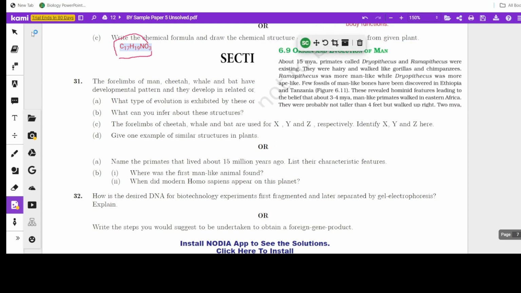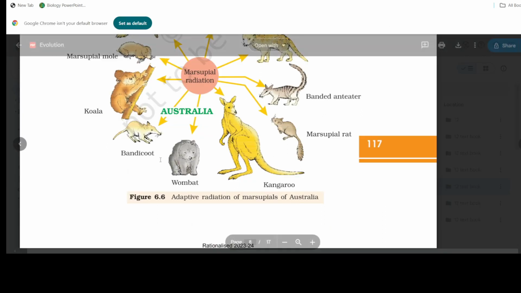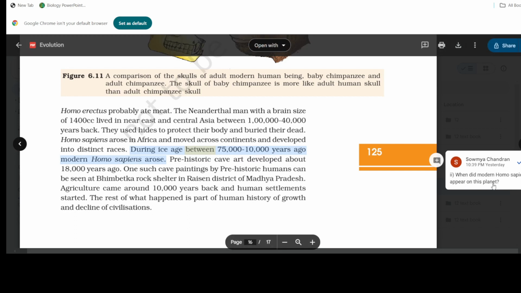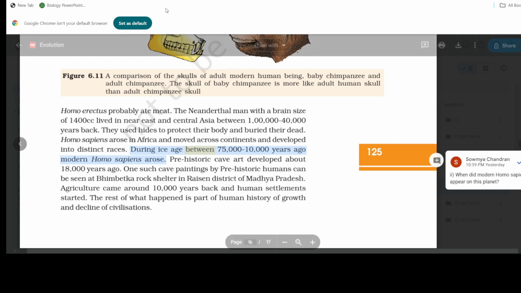So let's see that answer in your textbook. Same chapter, evolution, given here. During the Ice Age, between 75,000 to 10,000 years ago, modern Homo sapiens arose. So, when did modern Homo sapiens appear on this planet? Around 75,000 to 10,000 years ago.